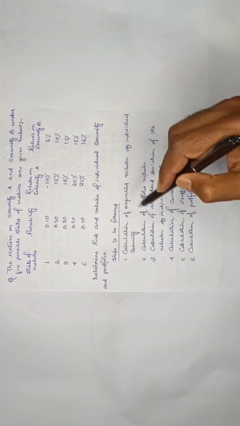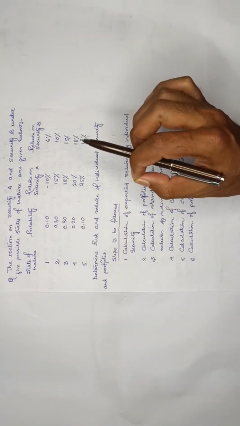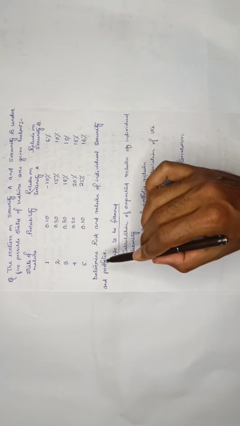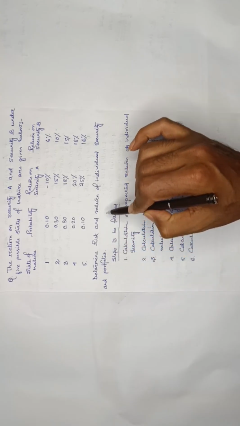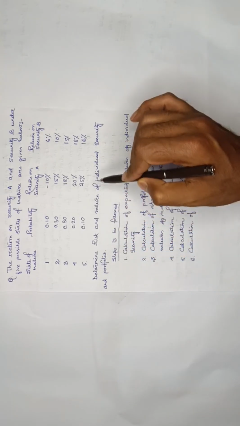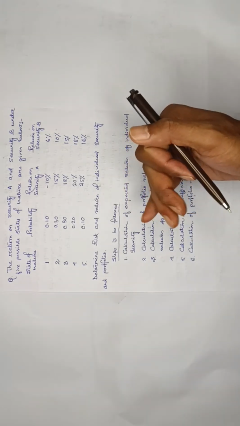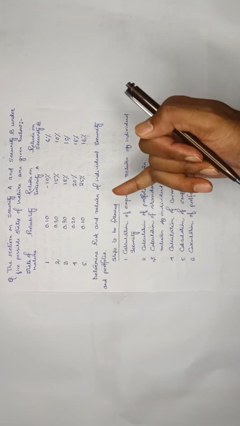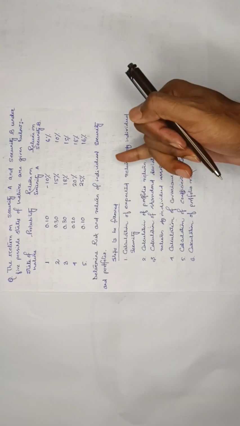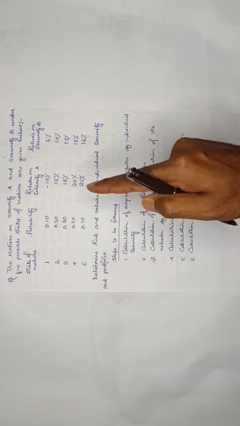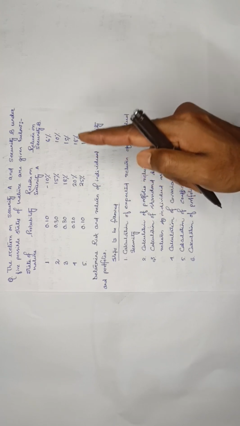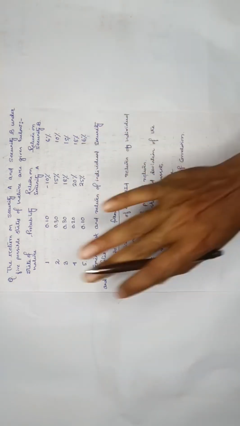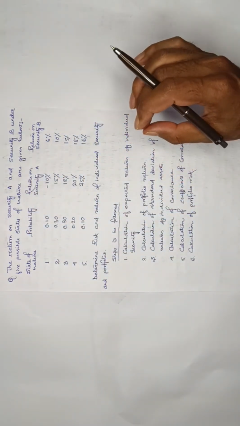Now what is asked is to determine the risk and return of individual security and portfolio. That means we need to calculate the risk of asset A and asset B, the return of asset A and asset B, the portfolio return of asset A and asset B, and the portfolio risk of asset A and asset B. I hope now the question is clear.